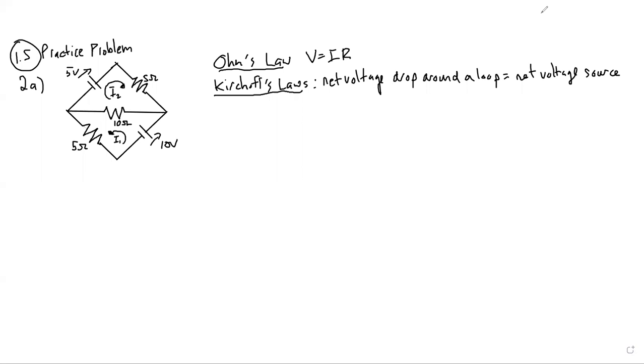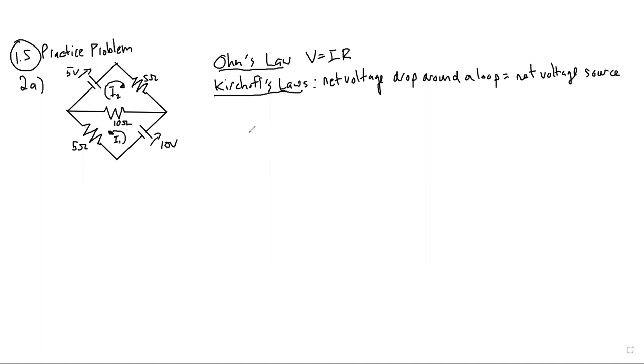So I've jotted down here the two laws that are really going to govern this. Ohm's law basically says that any voltage drop across a resistor is going to be the current times the resistance. And Kirchhoff's laws, we can combine in one statement to say that across any of these loops, the net voltage drop through the resistors is going to be equal to the net voltage source, which in these pictures are generally going to be batteries.